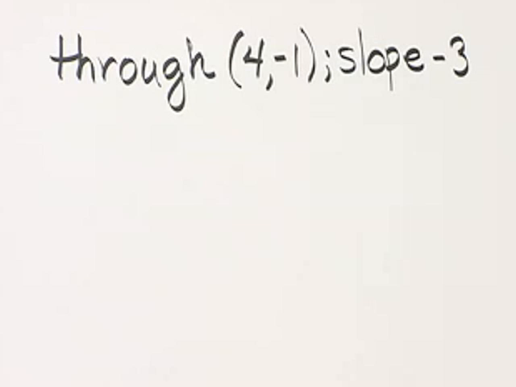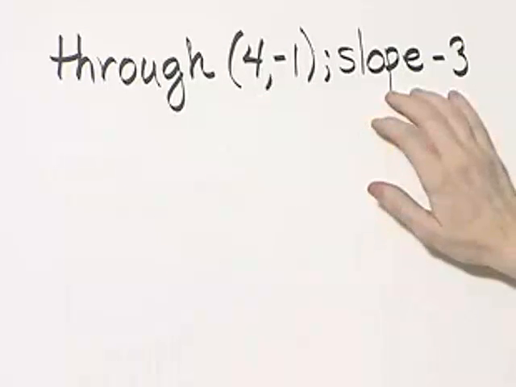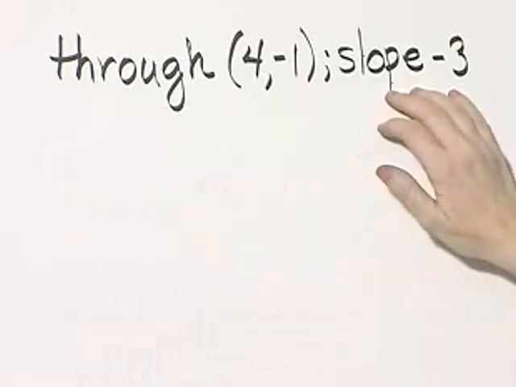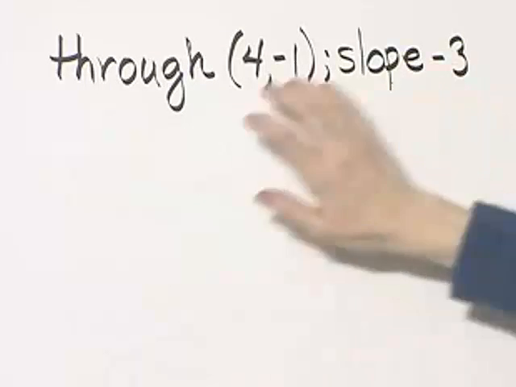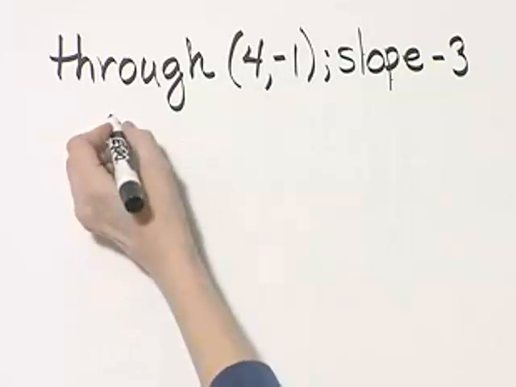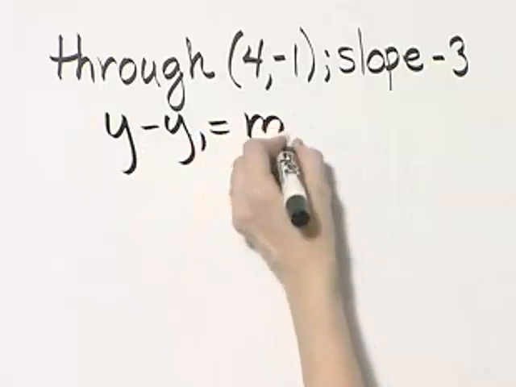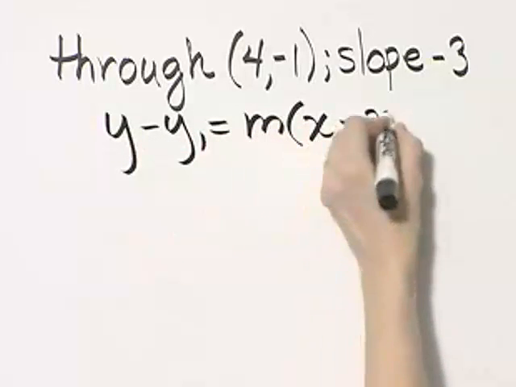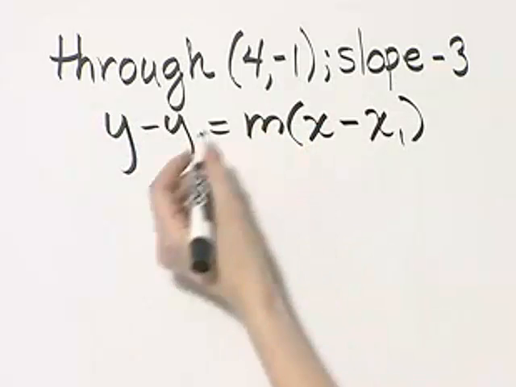We want to write an equation of the line that goes through this point and has this slope. And don't forget, we're going to write our line in standard form. So since we're given the slope and a point, we'll use the point-slope form. Remember that form? It's y minus y sub 1 is equal to slope times x minus x sub 1. And now let's plug in our replacement values.